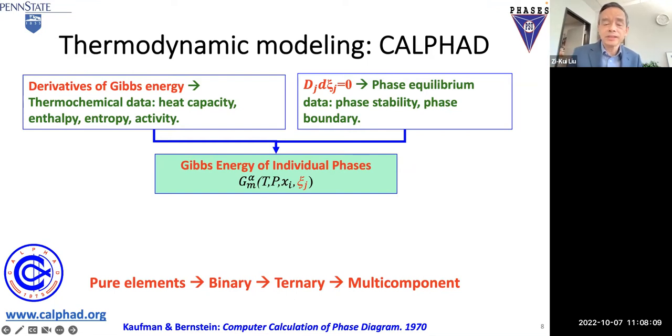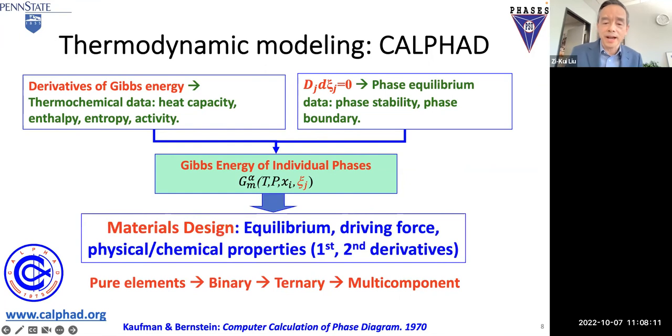After you get a free energy, then you can do the material design. You can do equilibrium, because sometimes you want equilibrium at high temperature. You can talk about driving force; you want to control driving force in nucleation. Then you can talk about the properties too, right? The physical and chemical properties, but a lot of them are first and second derivatives of the free energy.